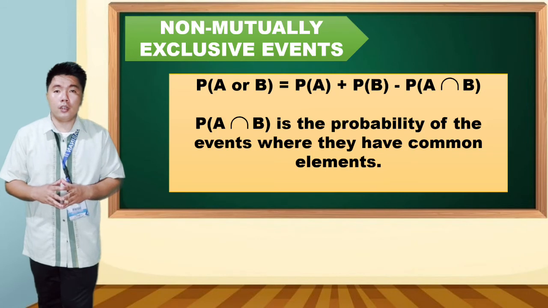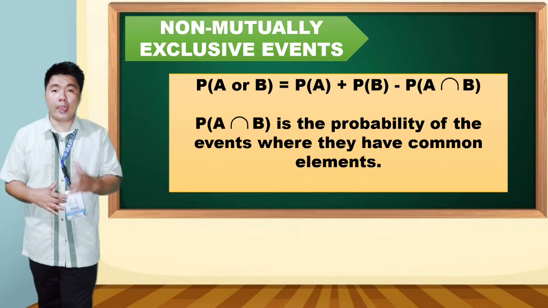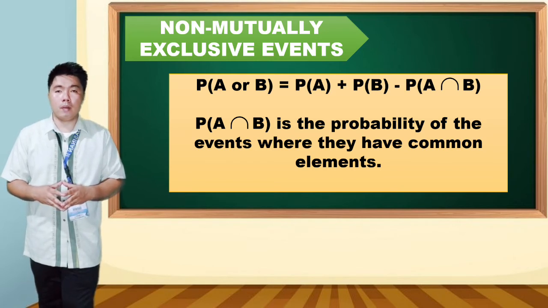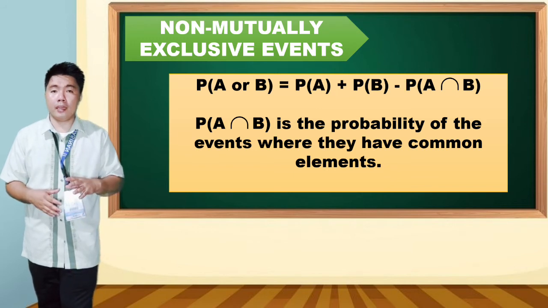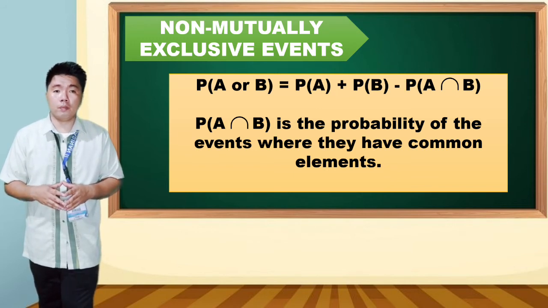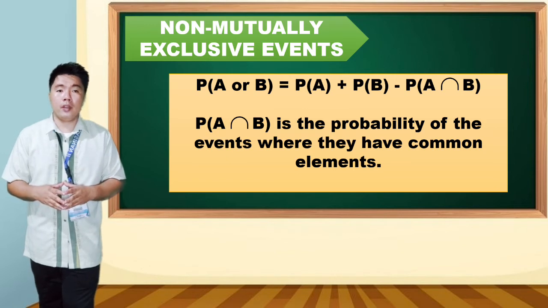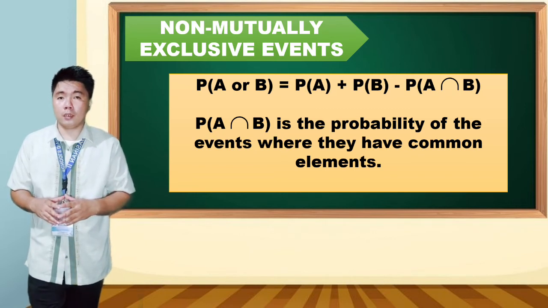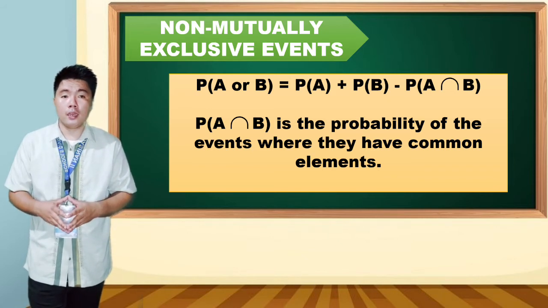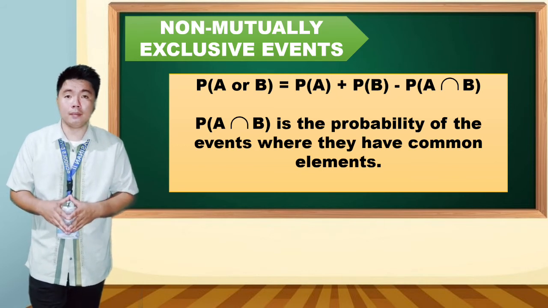Okay, so for our formula on non-mutually exclusive events, we use probability of A or B, that is equal to probability of A plus probability of B minus probability of A intersection B. If you are thinking what is the probability of A intersection B, it is the probability of the events that they have in common. Okay, students, the part that we subtract, probability of A intersection B, is the probability of the events where they have common elements.